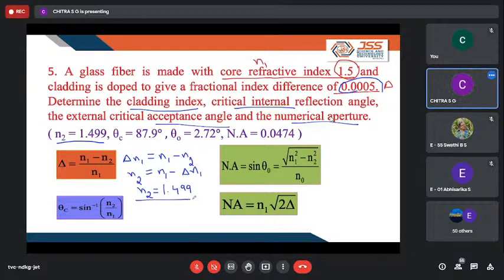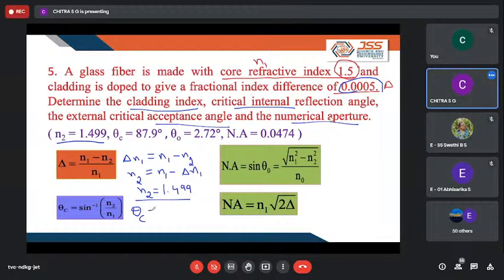So 1.499. Now N1 was given and we have calculated N2, that is the cladding index. Next comes the critical angle of incidence. So what is the equation? In the beginning when I was discussing total internal reflection, I told you to be familiar with this expression. The critical angle of incidence theta C is given by sine inverse of N2 by N1. We have calculated n2 and they have given n1. So n2 divided by n1, take the sine inverse of that, which gives you the critical angle of incidence, theta c.